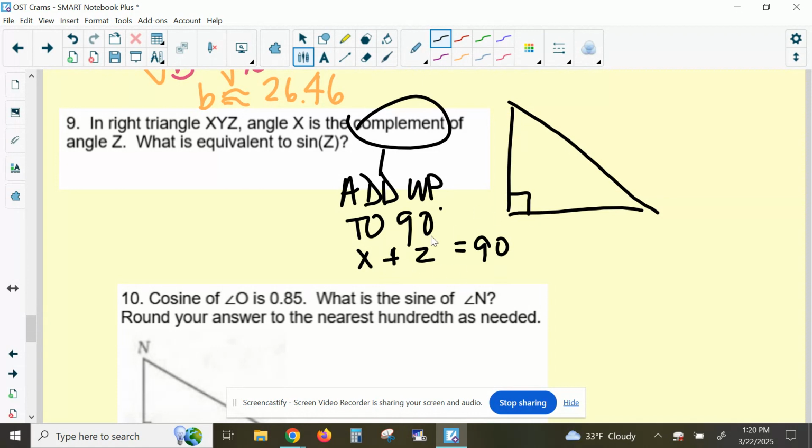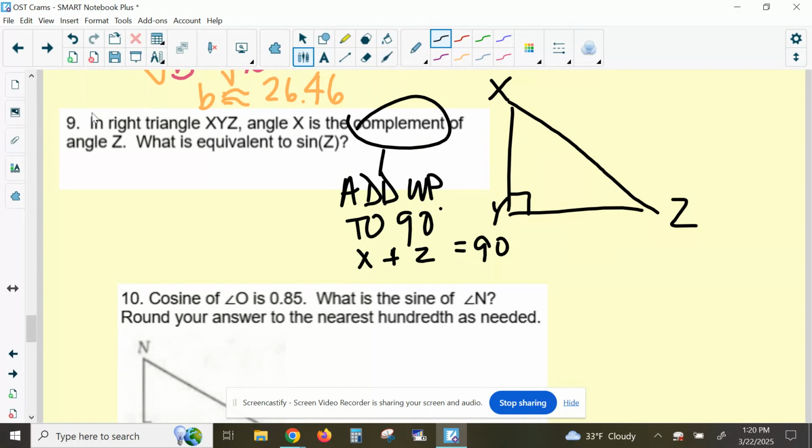So that means that X cannot be this angle and Z cannot be that angle because this angle is 90 all by itself. So that means X and Z must be the other angles. And that means in XYZ, this guy must be the Y. So stop and think what it says before you just willy-nilly label your stuff. Okay, it says what is equivalent to sine Z?